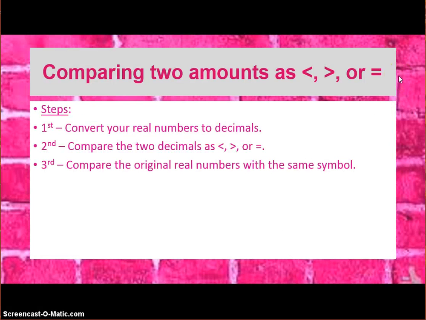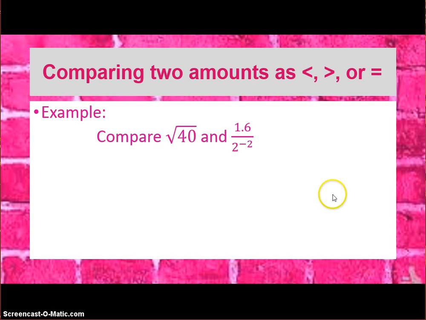Alright, let's look at our second goal of the day. Our second goal of the day is to be able to compare two amounts as less than, greater than, or equal to. The steps for doing so is to first convert your real number to a decimal. Second, compare the two decimals as less than, greater than, or equal to. And third, compare the original numbers with the same symbol. Let's look at an example.